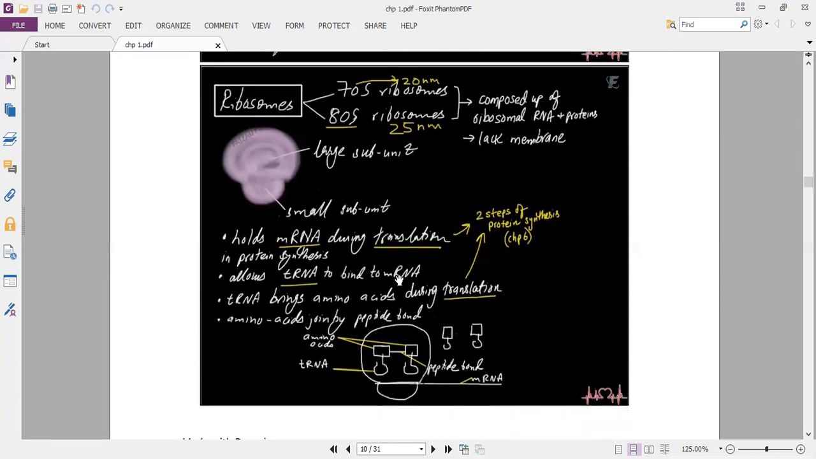Next is the ribosome. The 4 points mentioned here in ribosomes are dealing with chapter 6, so I won't discuss these, so you can skip these for now. What you need to learn regarding ribosomes is that there are two types of ribosomes, 70S and 80S ribosomes. S actually represents the rate of sedimentation, and it reflects the size of the ribosome. 70S ribosomes are smaller, and 80S ribosomes are larger. 70S ribosomes have a diameter of 20 nanometers, and 80S ribosomes, which are larger, have a diameter of 25 nanometers. Both the ribosomes are composed of ribosomal RNA and proteins.